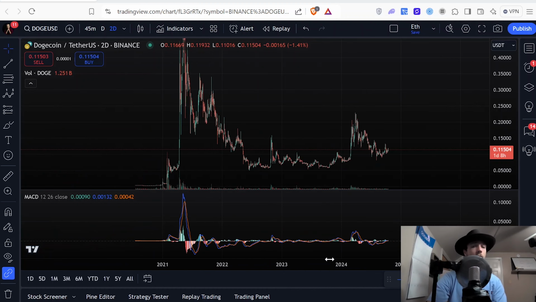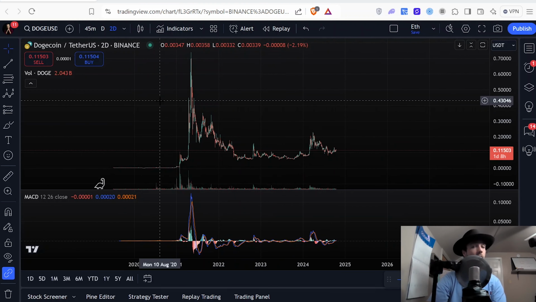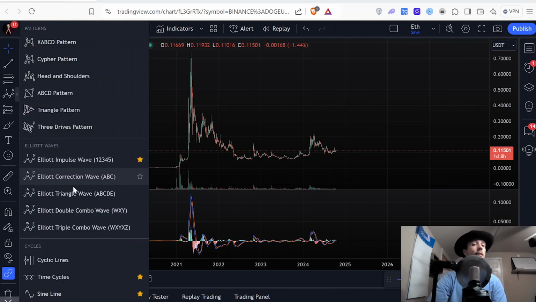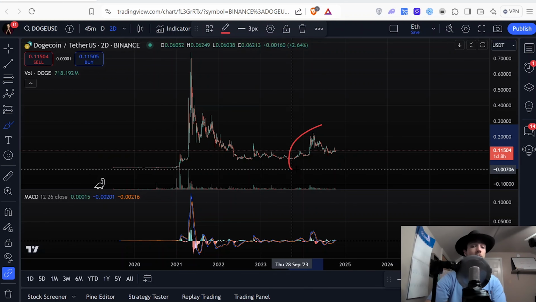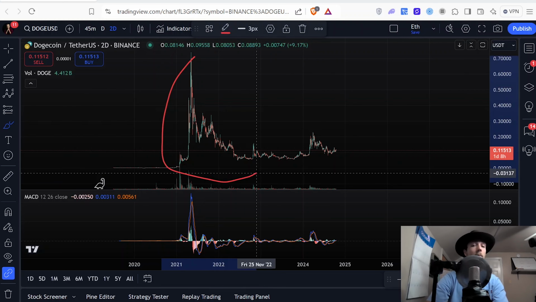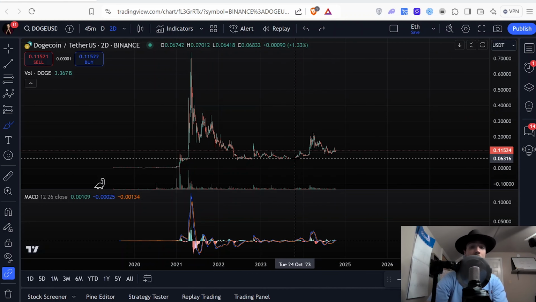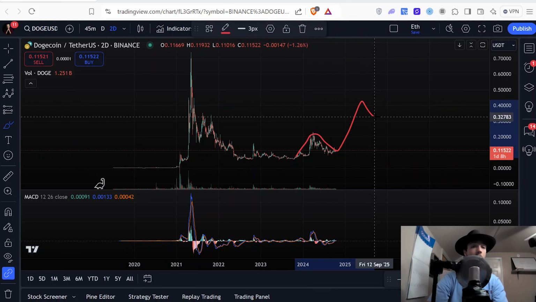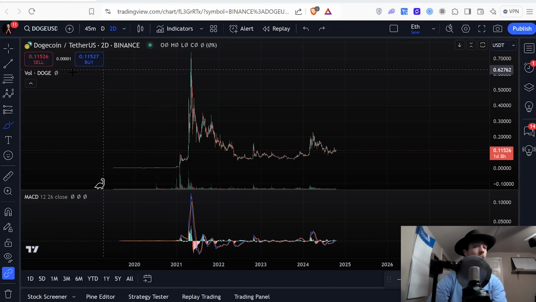Now let's remove all the drawing tools and look a little bit at the bigger time frame here as well for Dogecoin. Because as you can see, Dogecoin did complete a full market cycle in the bigger time frame. Just like how it completed a full market cycle right here, it also completed a macro cycle in the bigger time frame. That's why we're looking for more Elliott waves to start on the smaller time frame, because we already completed a big picture cycle on the bigger time frame.